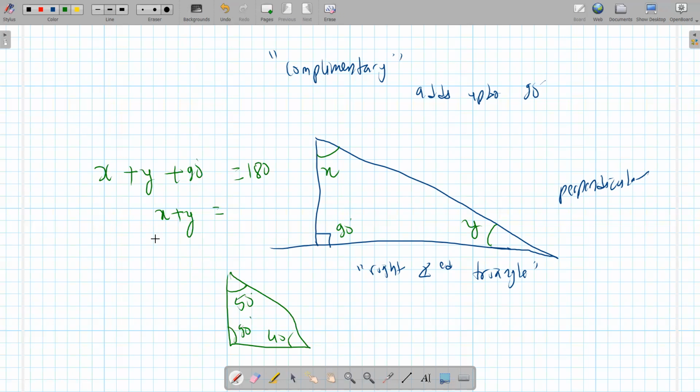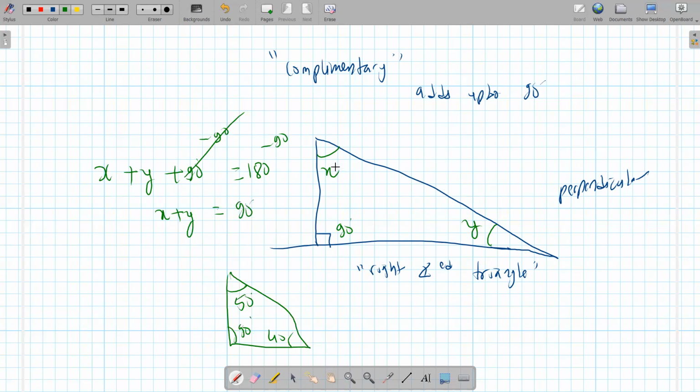You would just subtract instead of adding. Subtract what? You'd subtract the plus 90. So 180 minus 90, you'd subtract 90 from both sides. So you get X plus Y, this disappears, equals 180 minus 90, which is 90.